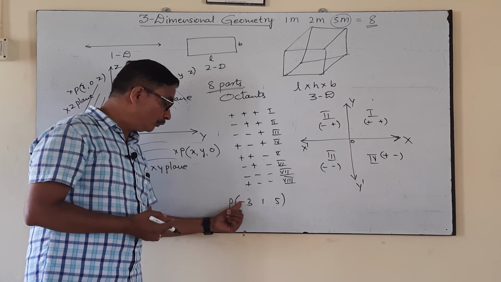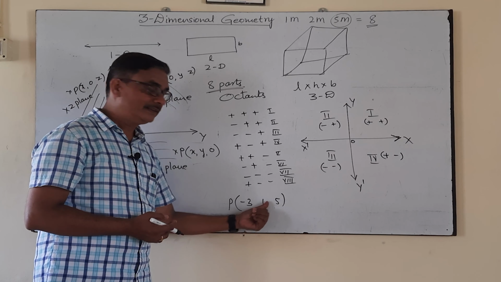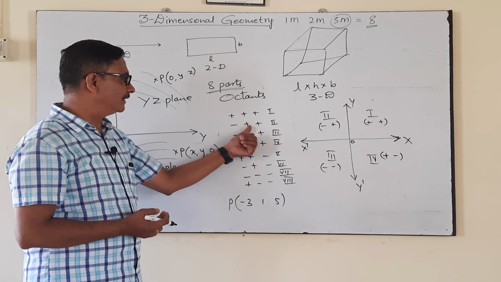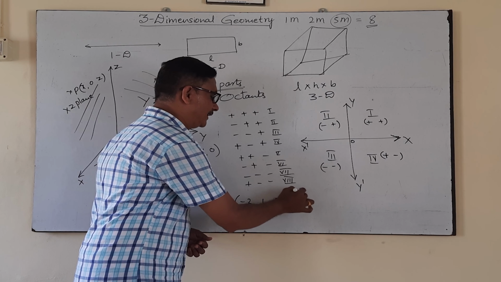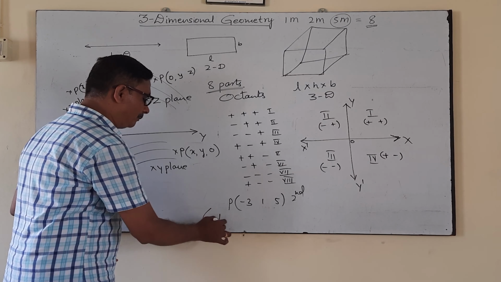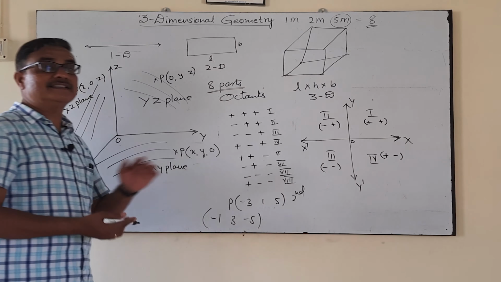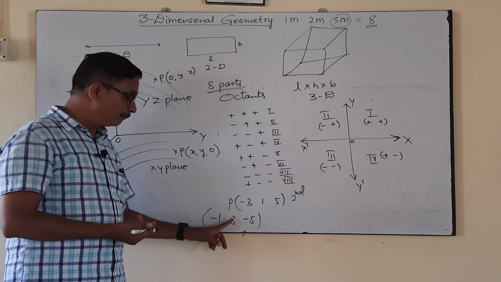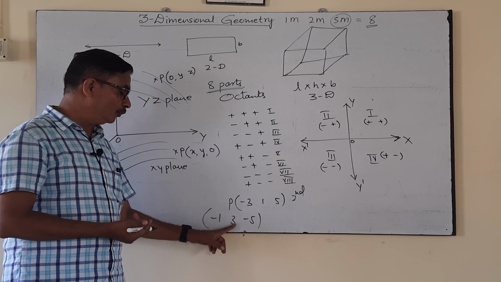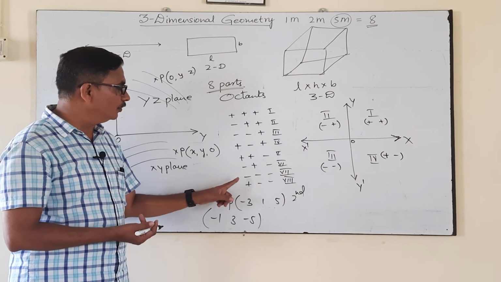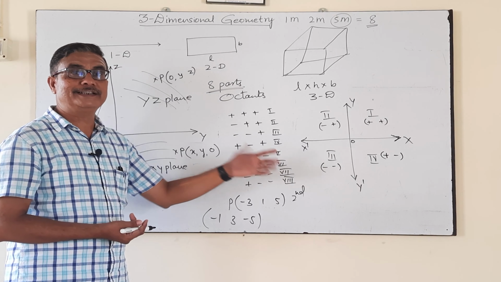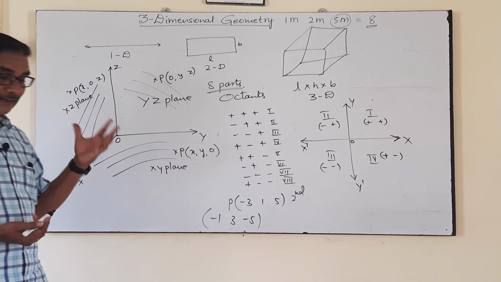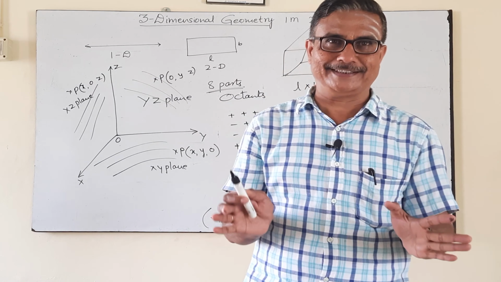Observe only the sign. The first is minus, the second is plus, the third is plus: minus, plus, plus. See where it is: minus, plus, plus lies in which octant? Second octant. Suppose the point (-1, 3, -5) lies in which octant? Leave the numbers, observe the sign: negative, positive, negative. Where does it come? Negative, positive, negative lies in which octant? Sixth octant.